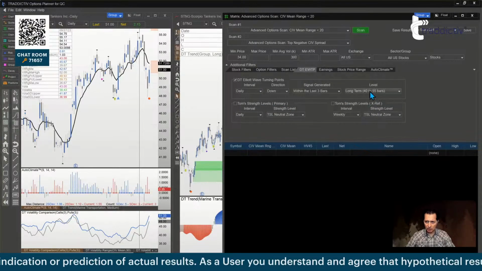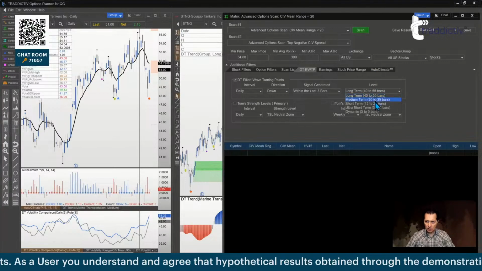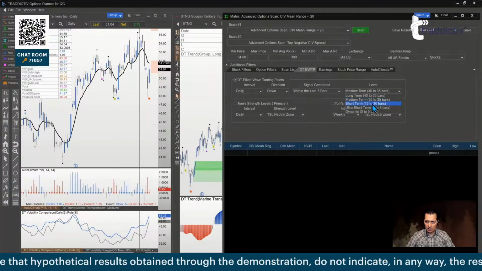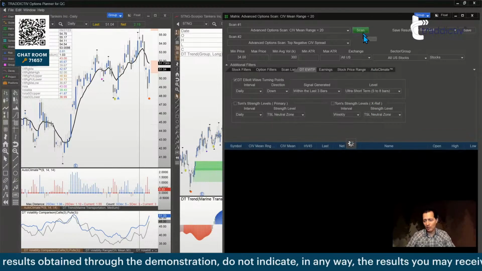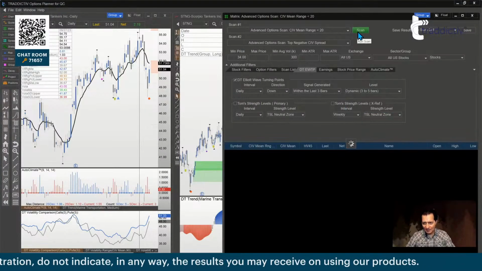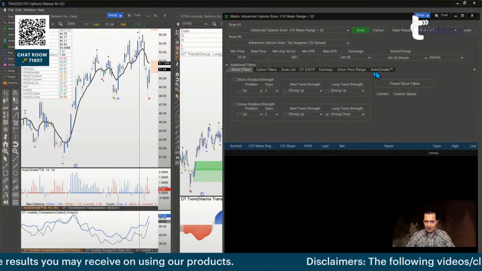Short term, long term. What about medium term? What about ultra short? I just want an opportunity so I can do the practice, guys. I'm not even looking at a good trade at this moment in time. I just want to do the application. So let me uncheck this.